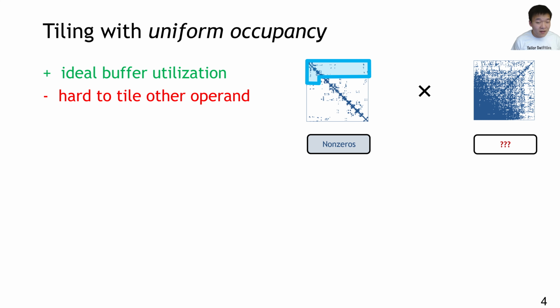An intuitive way to tile is to do so with uniform occupancy. This makes sure that every tile is uniformly occupied by the same number of non-zeros. If we take a look at the buffer, this makes sure that the buffer is always fully utilized by non-zero data. But this leaves us in a treacherous situation, as tiling other sparse operands becomes very hard.